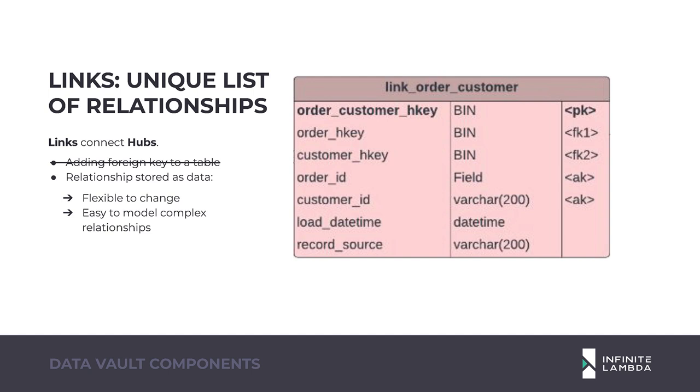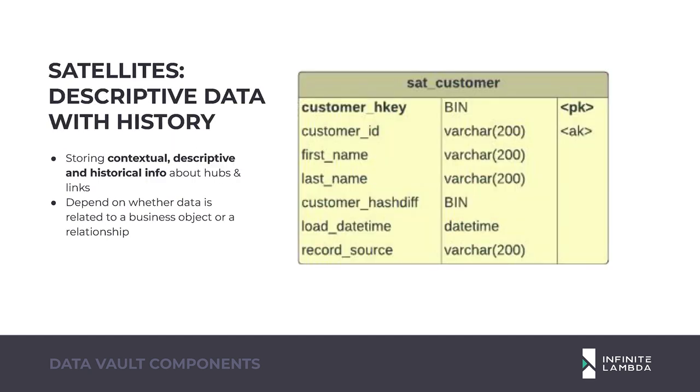The last Data Vault entity I want to introduce today is the satellite. Basically, it's descriptive data with history. It stores contextual, descriptive, and historical info about hubs and links, depending on whether the data relates to a business object or a relationship. So a satellite is kind of like an addition to hubs and links. There are satellites that provide more info for a hub, and there are satellites that provide more info for links.